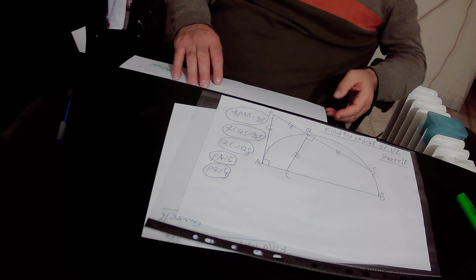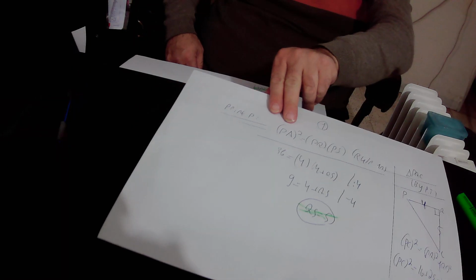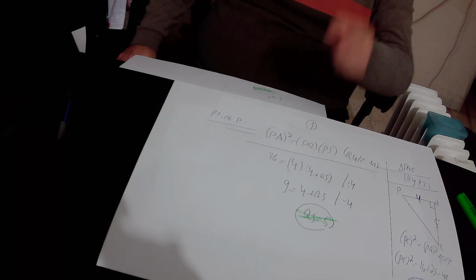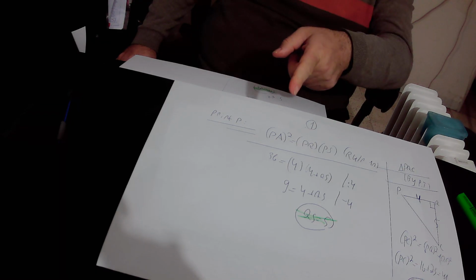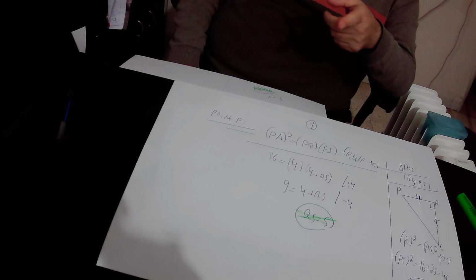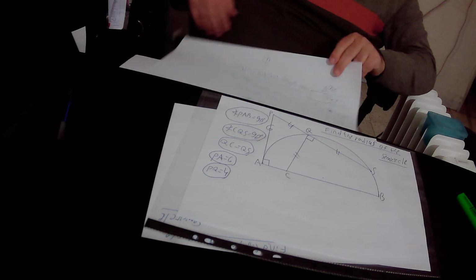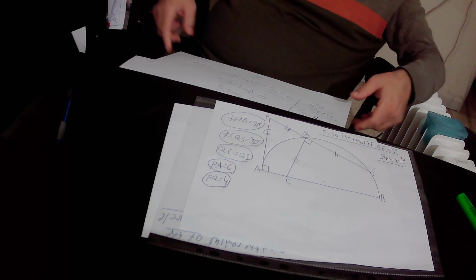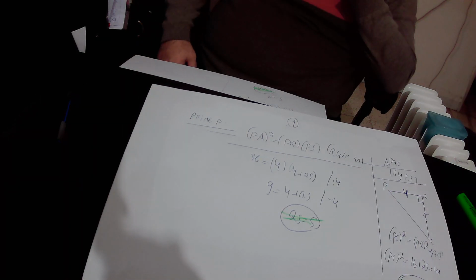Repeat again. According to rule number 10, we get that PA squared equals PQ times PS. PA is 6, therefore PA squared is 6 squared, that is 36, and it equals PQ times PS. PQ is 4, and PS in total equals 4 plus QS.